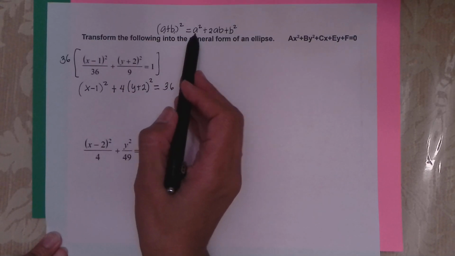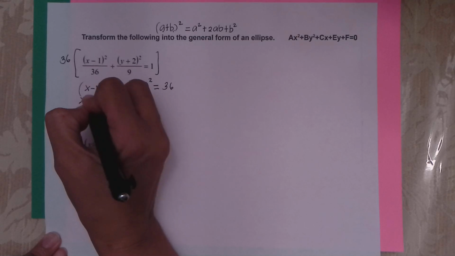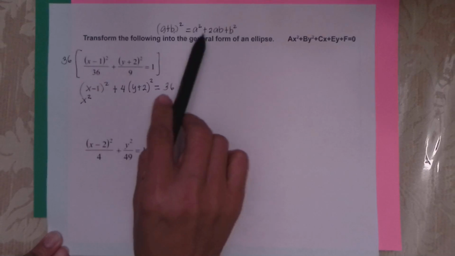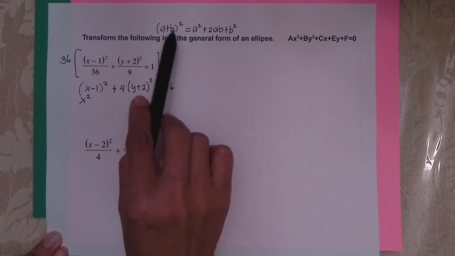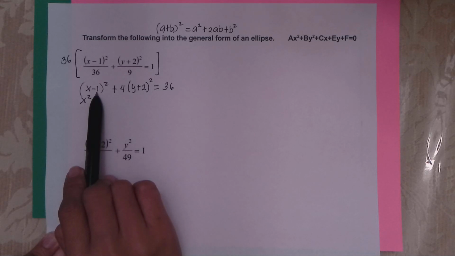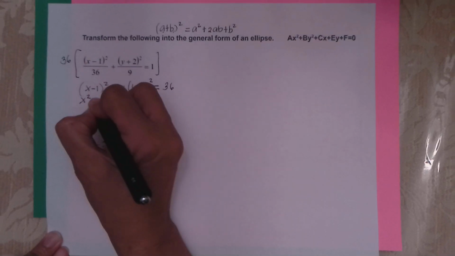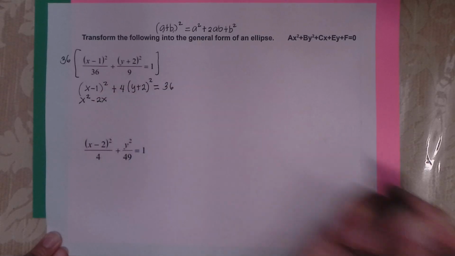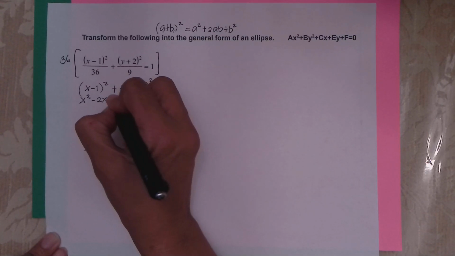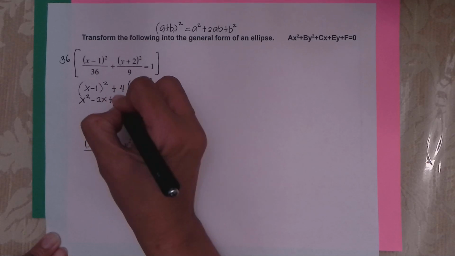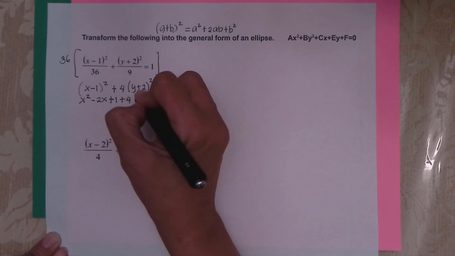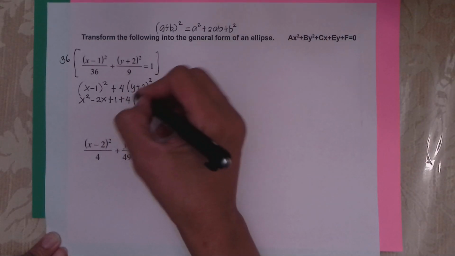So let's follow the pattern. It says square the first term. I'm going to square the first term, and then on the next thing we have to do, multiply the two terms and multiply it by 2. So x times negative 1 is negative x. Negative x times 2, that is negative 2x. Then square the last term. Square of negative 1 is the same as negative 1 times negative 1, so that's positive 1. Plus 4, then square the second binomial here.